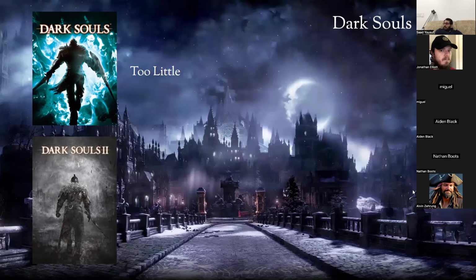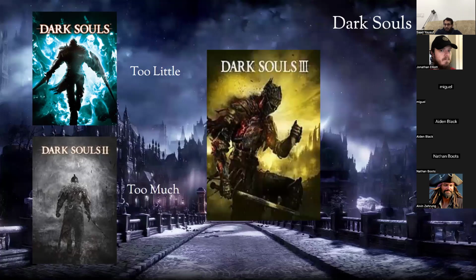So it definitely has too much of an issue. Dark Souls 3 is where it really gets perfected. It has 25 bosses and only 23 areas, which makes the game feel much more full of content, which is what Dark Souls 1 struggled with, but it's not overwhelming enough that it's taking away from the general combat or gameplay aspects like Dark Souls 2. So it definitely is just right.